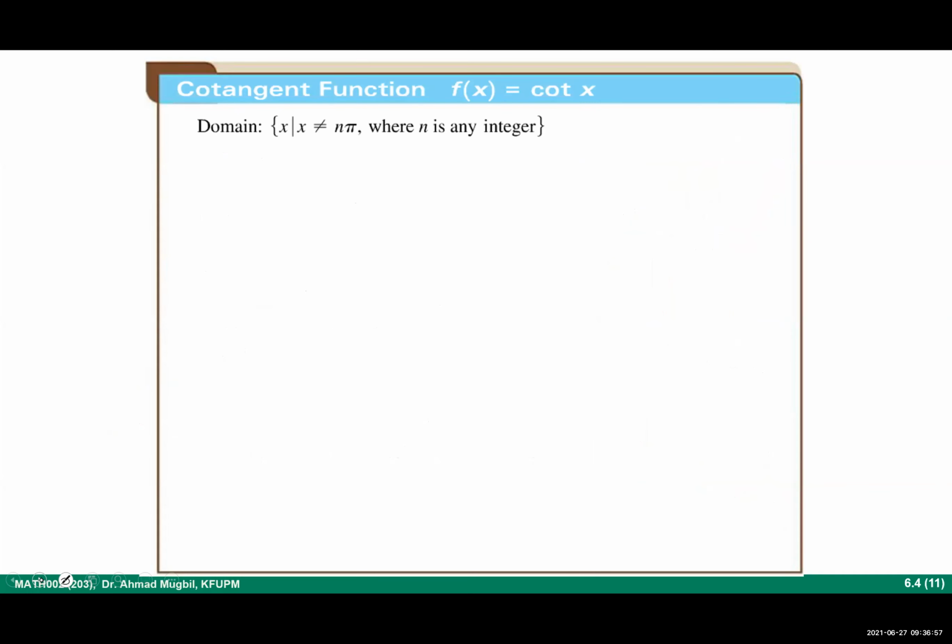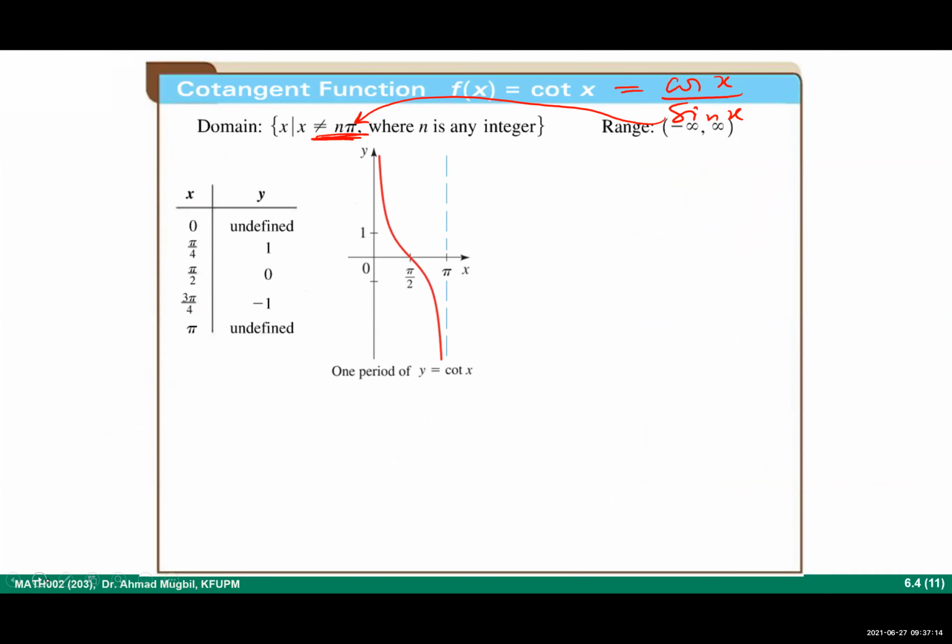Now for cotangent, the domain will be all the real numbers except the vertical asymptotes. Cotan is cosine of x over sine of x, so these are the zeros of sine. The range is all the real numbers, and this is how it looks. This is the first part of the graph of cotan. Of course, you can do that by plotting points.